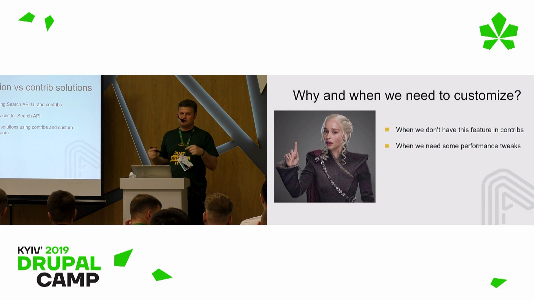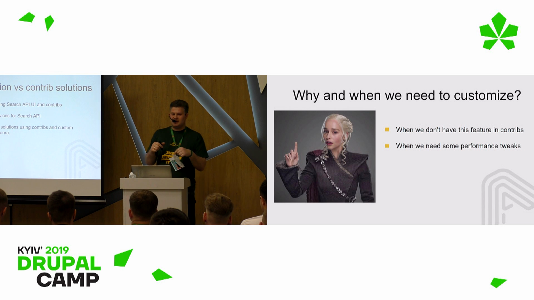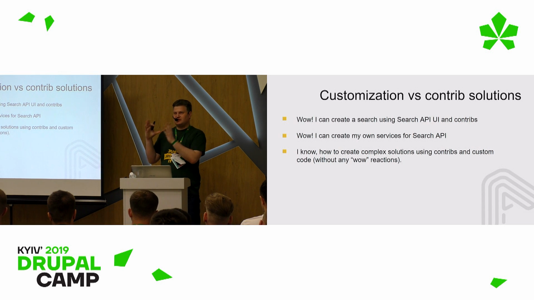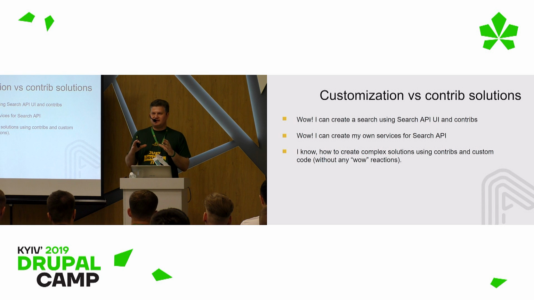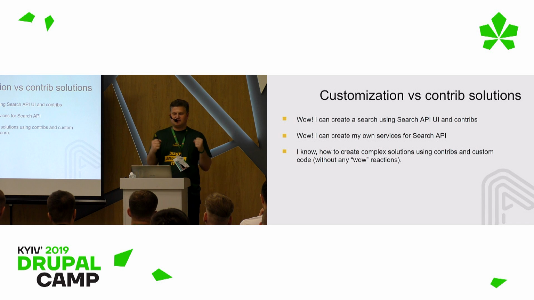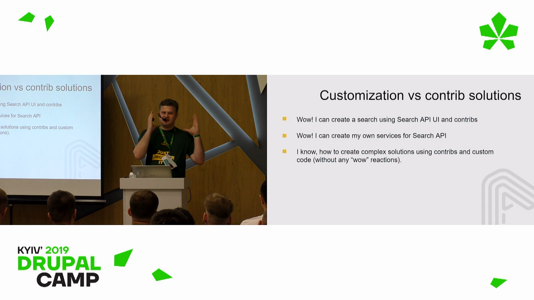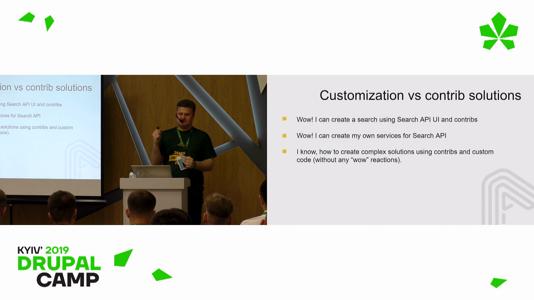But when a developer starts to dig inside Search API, he sees that Search API contains different types of plugins. It contains a lot of other API things, and you see, wow, I can create my own solutions. I can create my own services, and it's cool. And as usual, the developer starts to create custom solutions in this situation. He could do something within contrib, but he starts to create customs because he can. It's wrong.